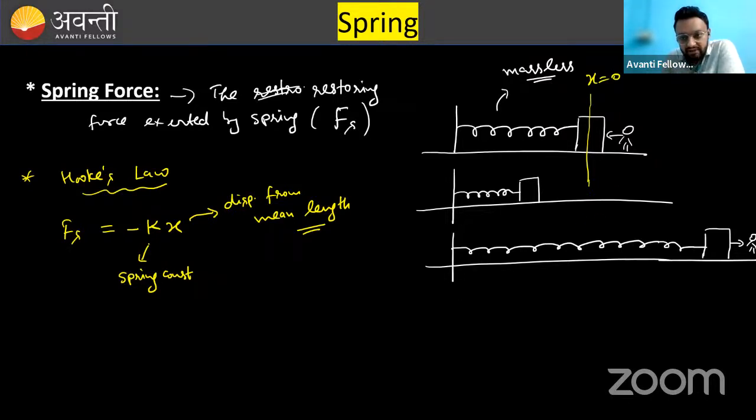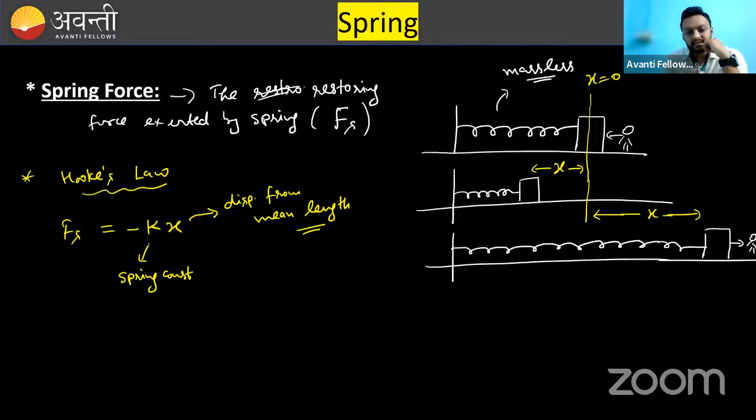So it is compressed by a distance x. So what is x? X is either the amount of compression or the amount of expansion, stretching. How much you stretched or how much you compressed it. From where is it calculated? It is calculated from the natural length. So you clear displacement from the mean length. Okay, these two things are very clear.